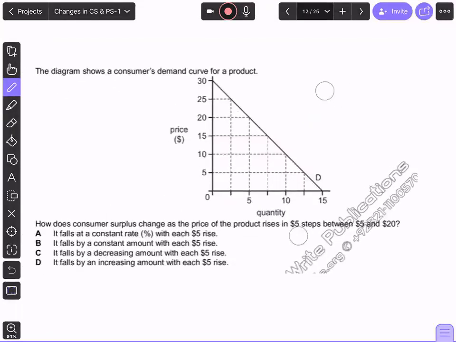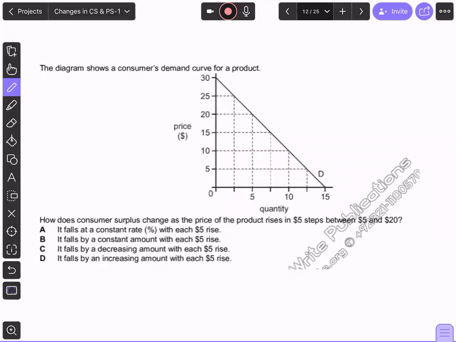The diagram shows the consumer's demand for the product. How does the consumer surplus change as the price of the product rises in $5 steps? सही भाई, $5 से बढ़ रहा है, 5 से 10 पे चला गया, फिर 10 से 15, फिर 15 to 20, फिर 20 to 25. बोले consumer surplus कैसे change हो रहा है?